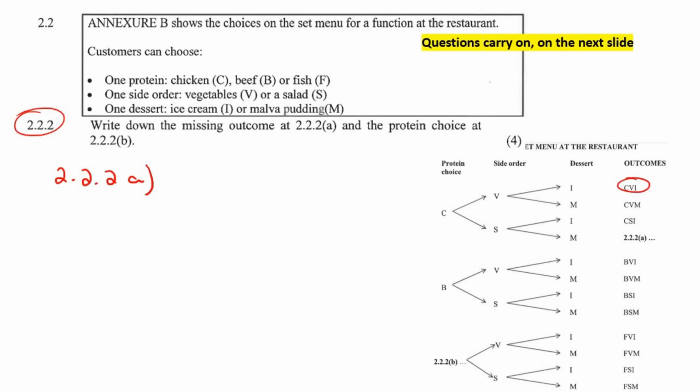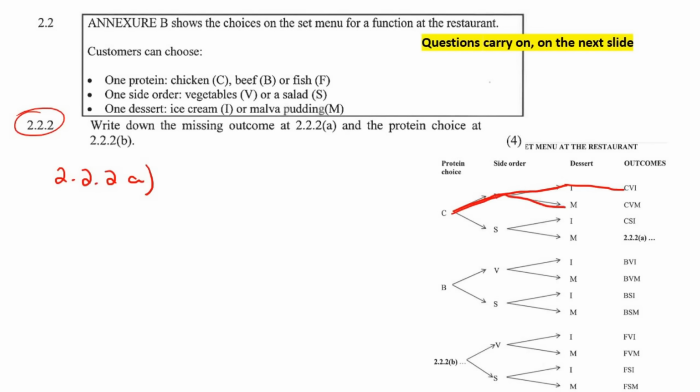So let's look at 2.2.2a. These letters over here just tell us what the person did. So for example, if you start here chicken and you go up to vegetables and then you love your ice cream, then look at your path. CVI. Or maybe you went chicken, salad, and I over there. So that would be CSI.